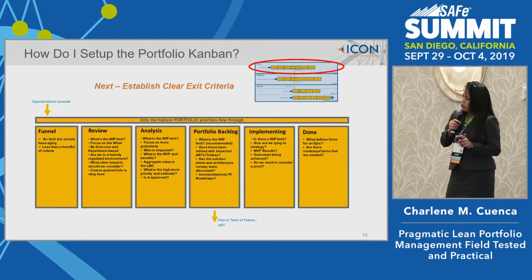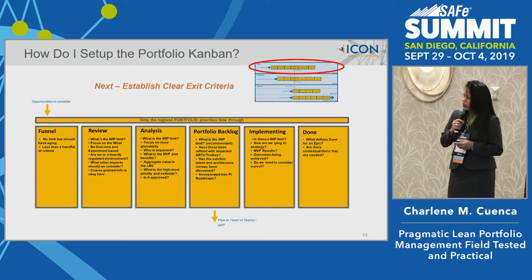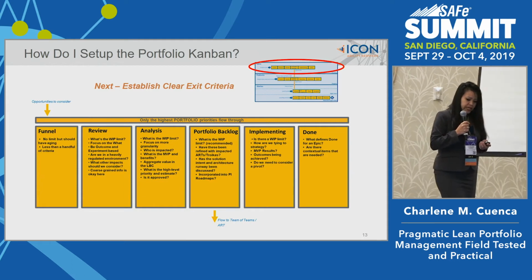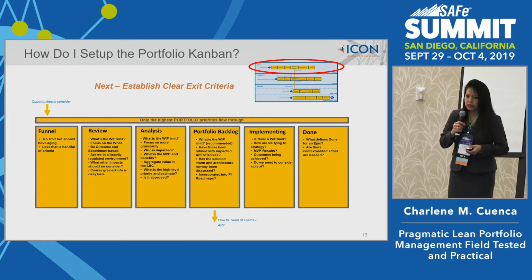Now, I said in review, the point we're trying to make here is we're just trying to define what we're trying to do and what the outcome is. In analysis, if this is still high enough priority to go into analysis, now we know that we're going to need a little bit more information. So our goal here is to get enough information to get an approval, right?